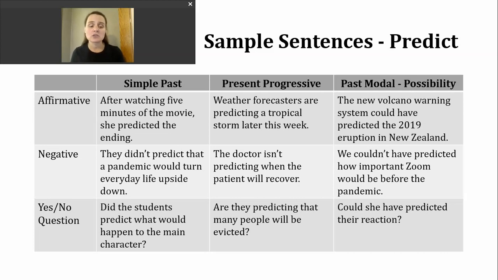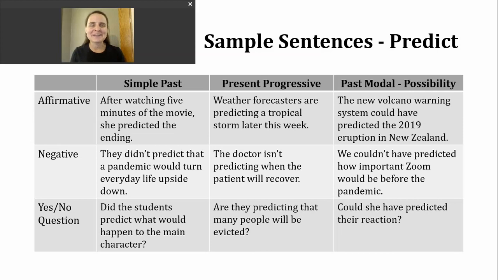And we use this structure to talk about something that perhaps was possible in the past, or in a situation where someone had the ability to do something in the past, but for whatever reason chose not to do it or didn't do it. So let's take a look at an example sentence. The new volcano warning system could have predicted the 2019 eruption in New Zealand.